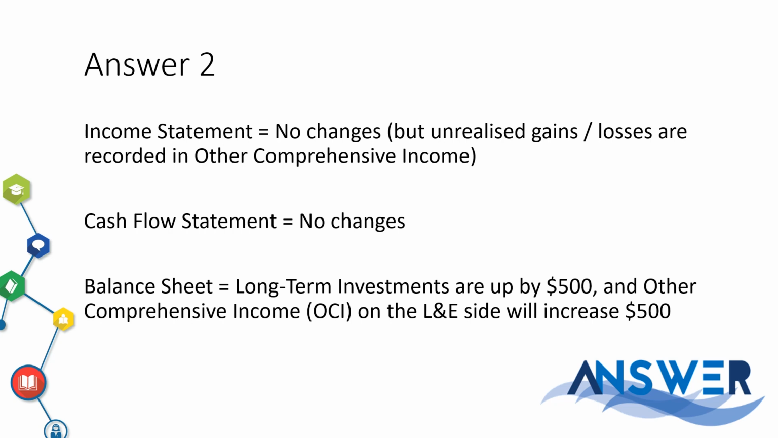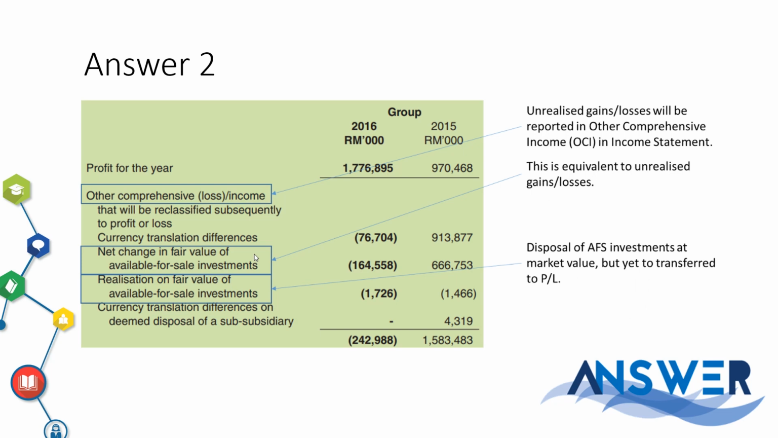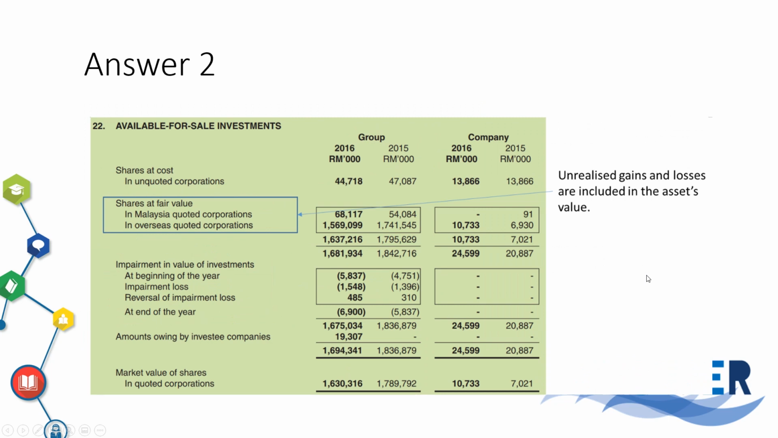You may wonder how the numbers are reflected in other comprehensive income. Net change in fair value of available for sale investment. This is equivalent to unrealized gains or losses. Realization on fair value of available for sale investments means disposal of available for sale investments at market value, but yet to transfer to P&L. To view the details of unrealized gains and losses, you must navigate to the footnote.